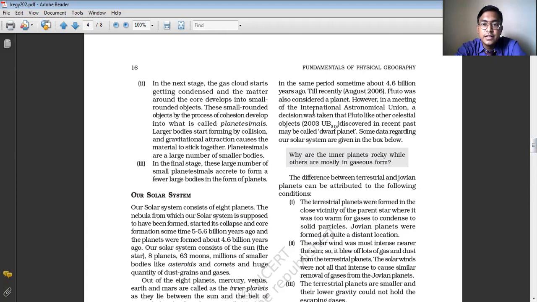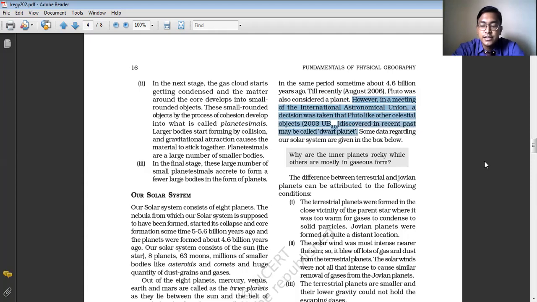Till recently, Pluto was also considered a planet. Even in our studies, we used to learn that there are nine planets in our solar system, and Pluto was included. But from August 2006, Pluto is no longer considered a planet. However, in a meeting of the International Astronomical Union, a decision was taken that Pluto, like other celestial objects discovered in the recent past, may be called a dwarf planet.